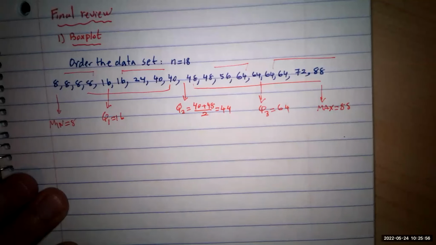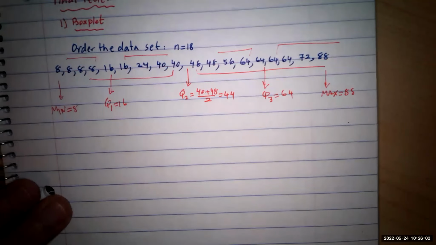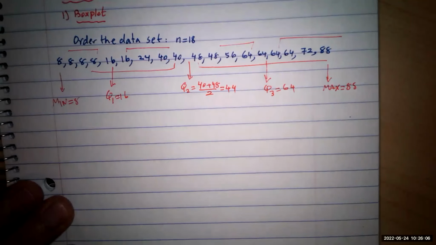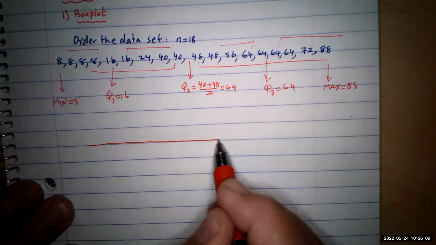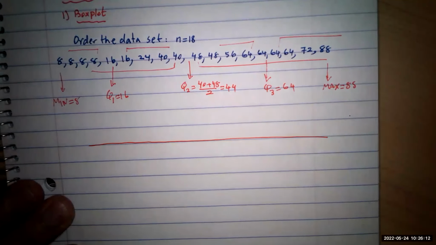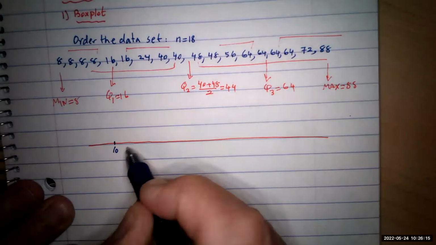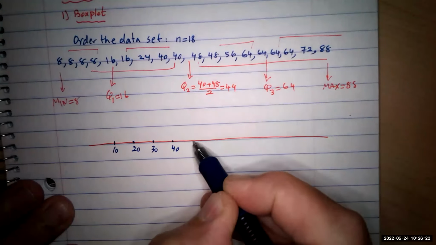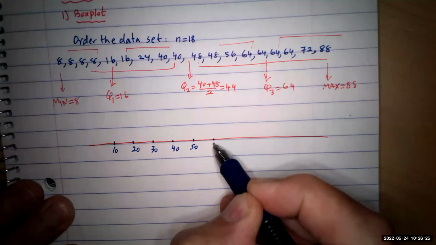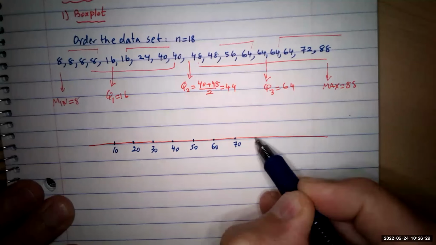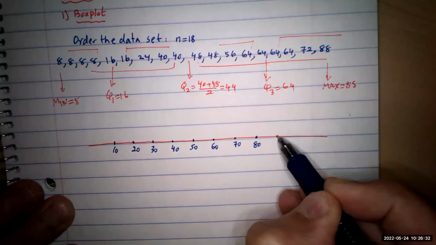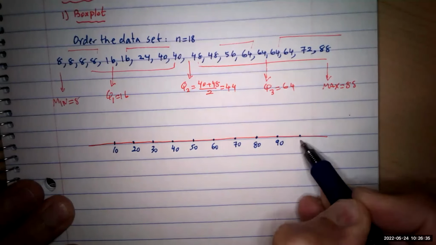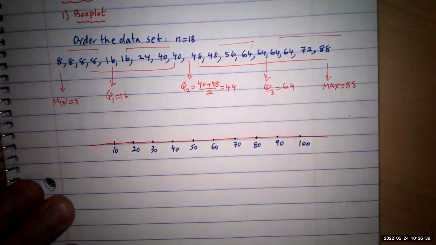Or you can drop it into your calculator, just go to the one-variable part, and it gives you these five numbers right away. Any question? So you put them on the number line and you make a box. The last number is 88, so I divide it into tens. So it's going to be 10, 20, 30, 40, 50, 60, 70, 80, and 90. The next one, you know, would be 100, but we don't need it. Okay, bring these numbers down here to get the box.